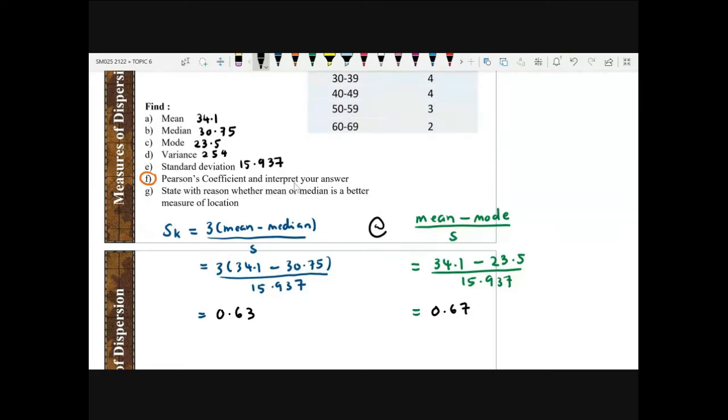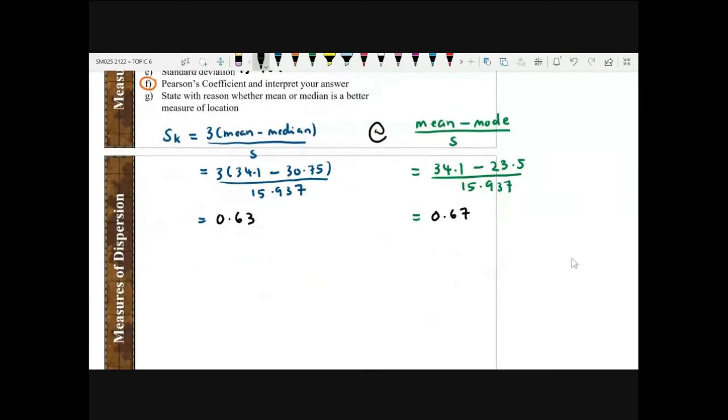Next, how do we interpret our answer? Because our SK just now is positive, it's greater than 0. So our comment is, it is positively skewed. Senang je kan? Jawapan positif, positively skewed. Or, kita boleh cakap juga, our data is skewed to the right.